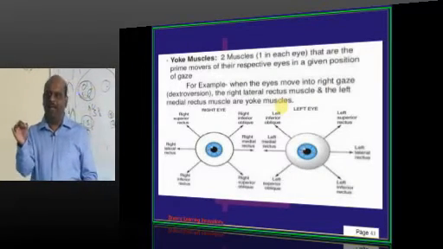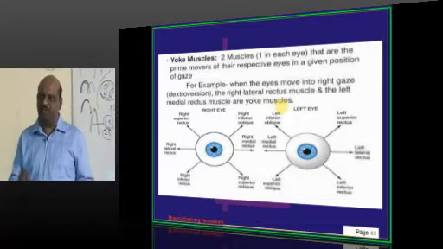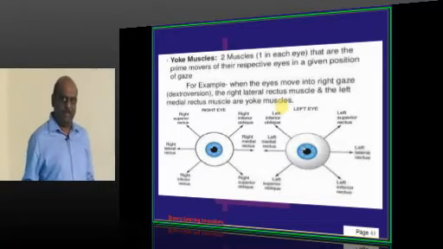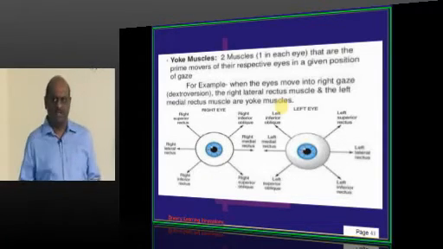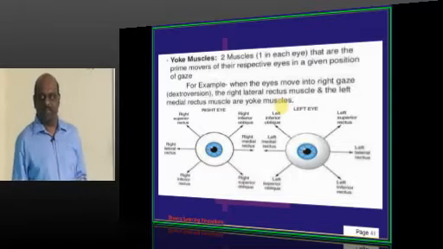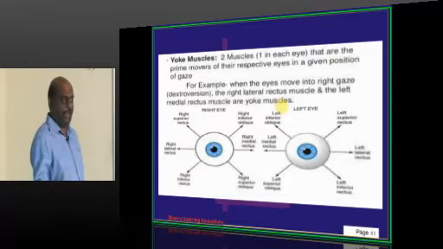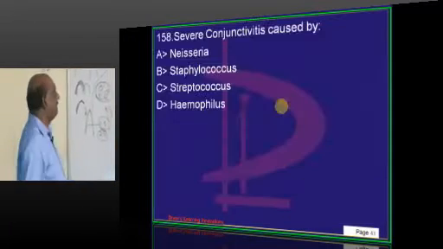Strabismus is one of the high yield topics in the top 20 topics: convergent, divergent strabismus, primary deviation, secondary deviation, where is it more, etc. Amblyopia is another very high yield topic in the top 20 topics.